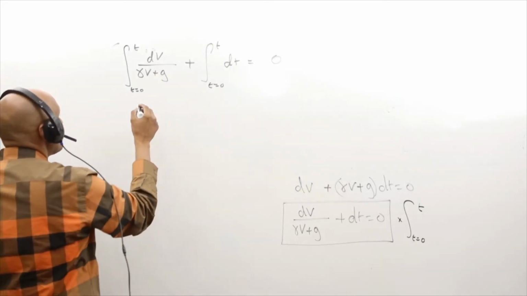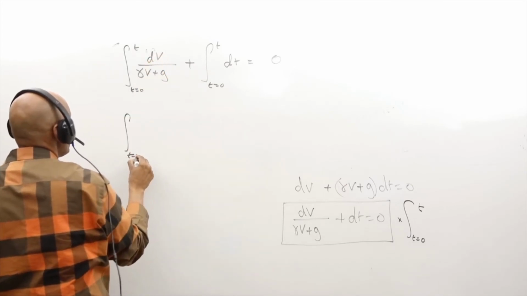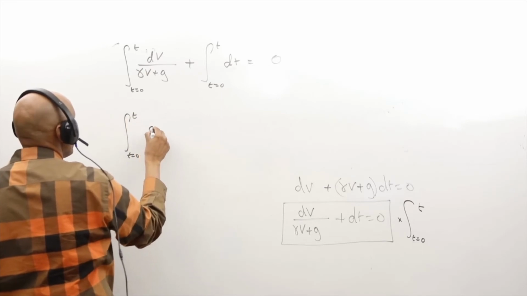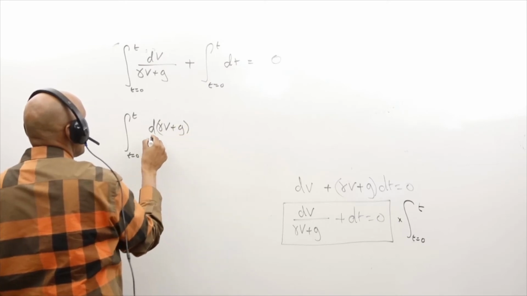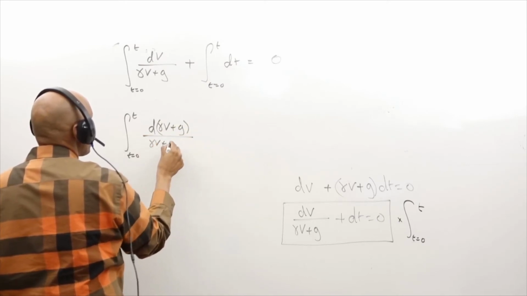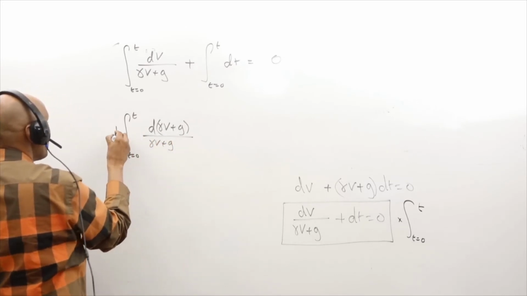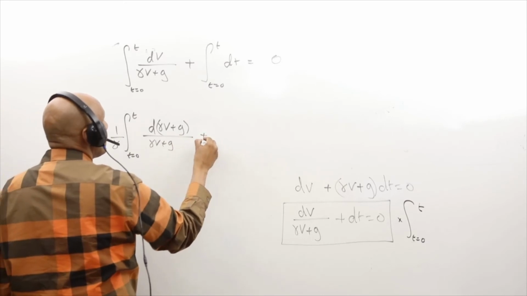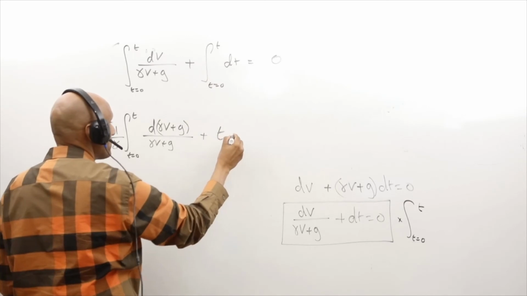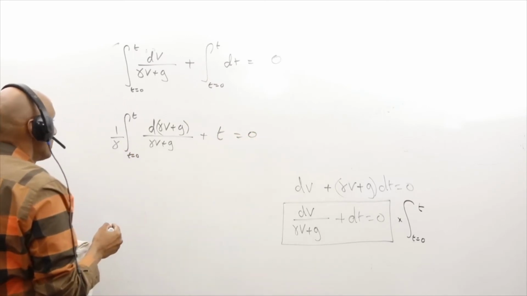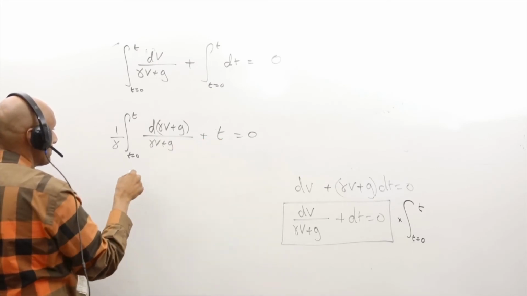And so we're left with, I'm going to write this again. I'm doing these steps because you might not have seen it in this way. Gamma v plus g all over gamma v plus g. The differential of gamma v plus g is gamma dv, so I'm going to multiply by 1 over gamma. And the integral of this is actually just t, limited from t equal to 0, so that's just t. And so now I can multiply through by gamma, and then evaluate this.